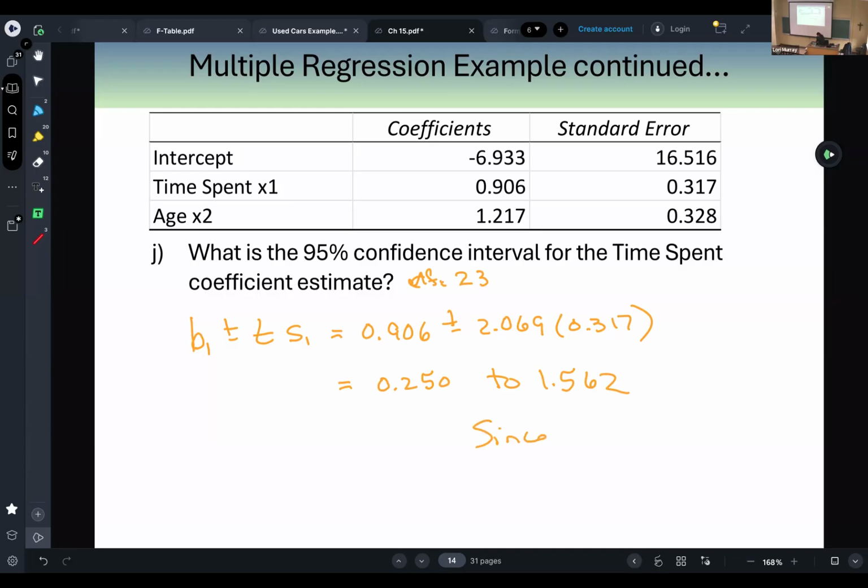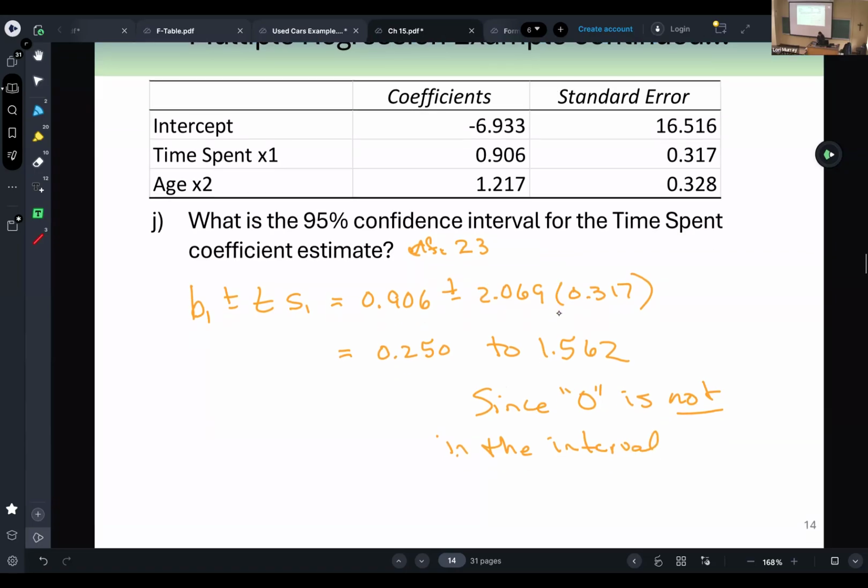Since zero is not in the interval, we have statistical significance. Okay? It means time spent is significantly associated with sales.